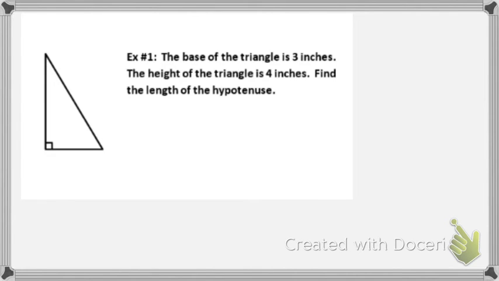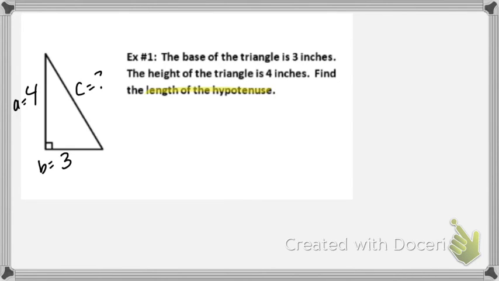Okay, so let's look at using the Pythagorean theorem to find a missing length. Here we have an example, and we already have a right triangle. The base of the triangle is 3 inches and the height of the triangle is 4 inches. Find the length of the hypotenuse. So we know the hypotenuse is going to be the longest side, right? The base is 3, and the height is 4. That means A equals 4 and B equals 3. That means C is our hypotenuse, right? So that's what we're looking for.